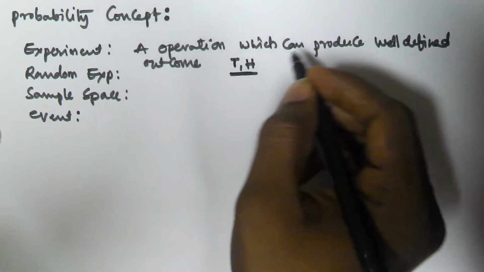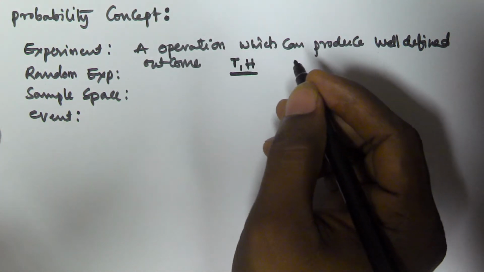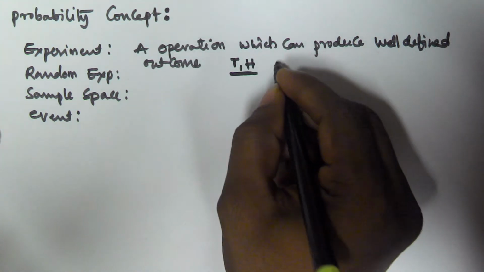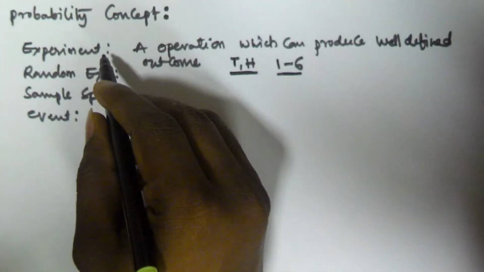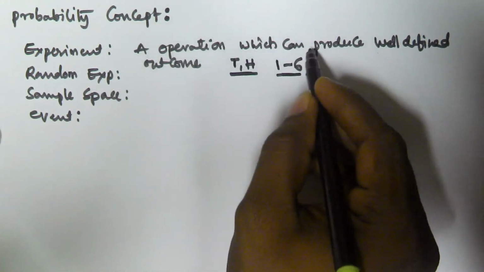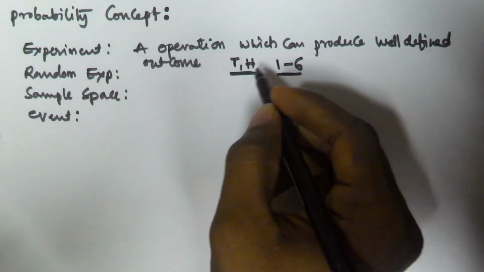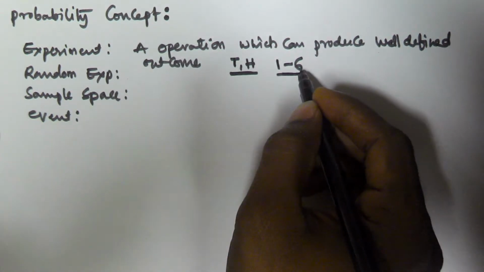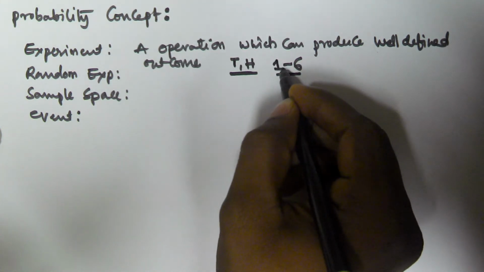For example, throwing a dice. When you are throwing a dice, the output may be 1 to 6. So that is called an experiment. An operation which can produce a well-defined outcome is called an experiment. For example, tossing a coin or throwing a dice.